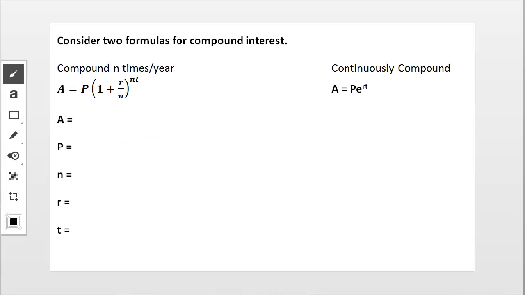So now that you know a little bit about e, let's talk about two formulas for compounding interest. The first formula is A equals P times the quantity 1 plus r over n, all to the nt power. This is a formula for compounding n times per year.